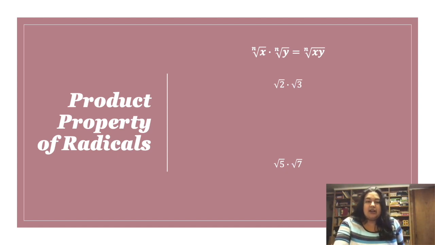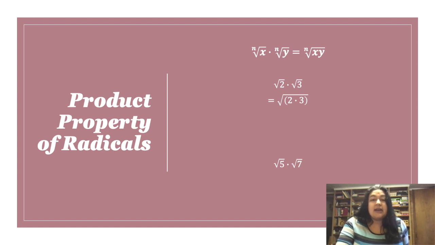Let's take a look at these first two examples. I have the square root of 2 times the square root of 3. Since they have the same index, I can make a big square root and put 2 times 3 inside of the radicand. Now I can simplify. 2 times 3 is equal to 6. So we have the square root of 6, and that's it.